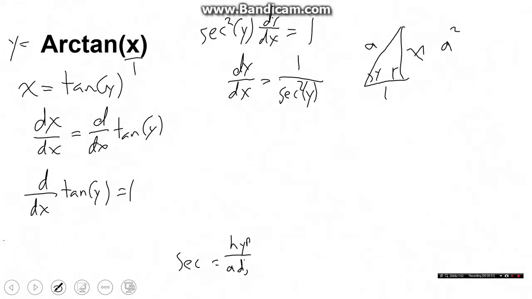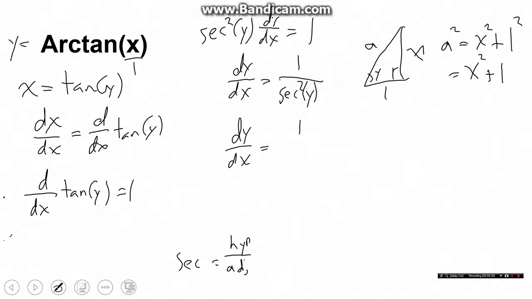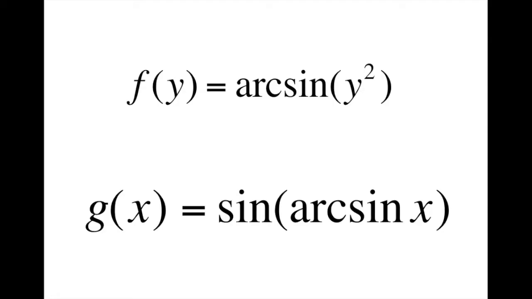So then, therefore, a squared is equal to x squared plus 1 squared, or abbreviated, that's x squared plus 1. And since the secant is already squared in the denominator, we can just substitute a squared for secant squared, and therefore we are left with dy over dx equals 1 over x squared plus 1. And there you go. Thank you, Tomi.